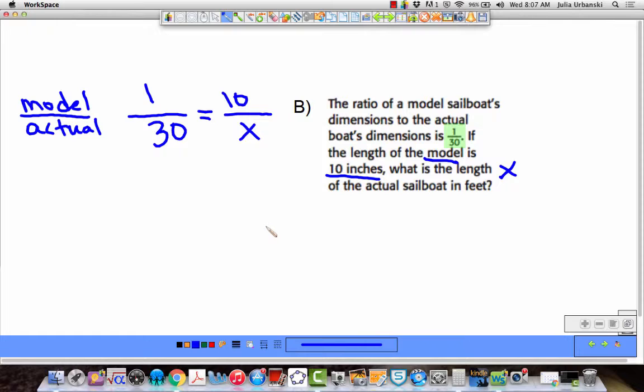So you cross multiply it. 1 times x is x. 30 times 10 is 300. And since we put the 30 on the bottom, it's 300 feet. Because the model is represented in inches, the boat is represented in feet. There you go.